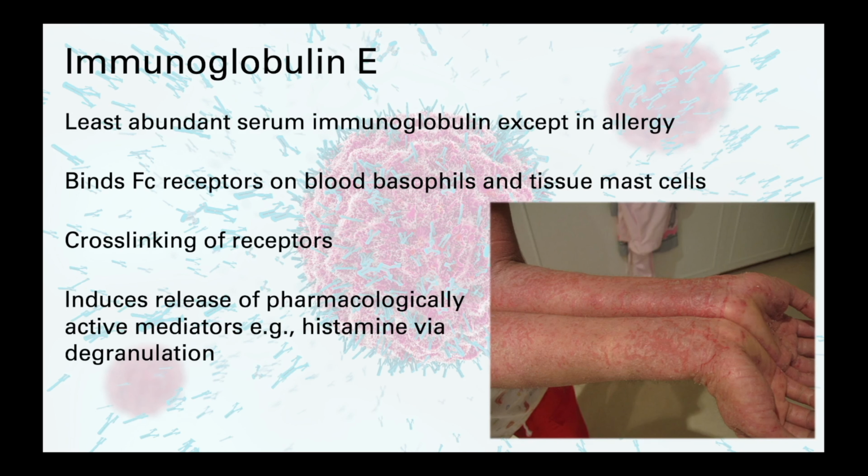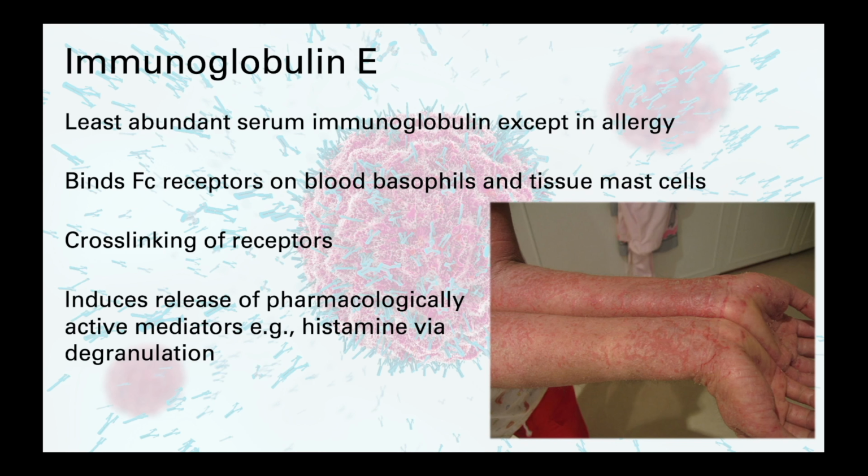Last but by no means least is IgE, which is by far the least abundant form of immunoglobulin under normal circumstances, but becomes elevated in individuals suffering from a parasitic infection or from those that suffer from allergic diseases such as asthma, allergic rhinitis, which is also called hay fever, or eczema.